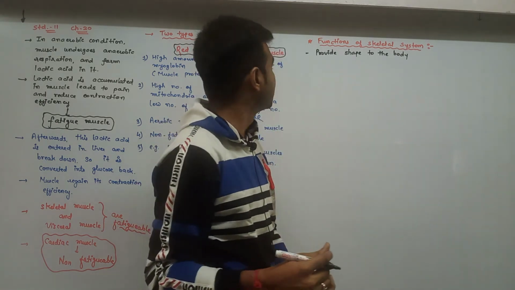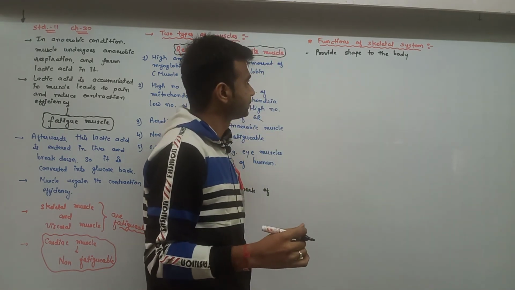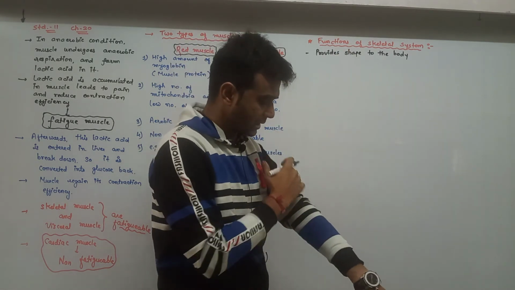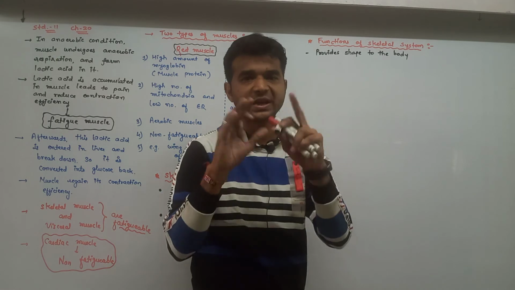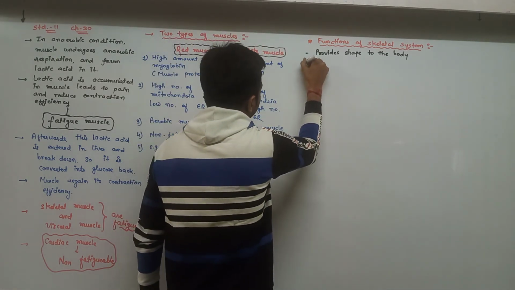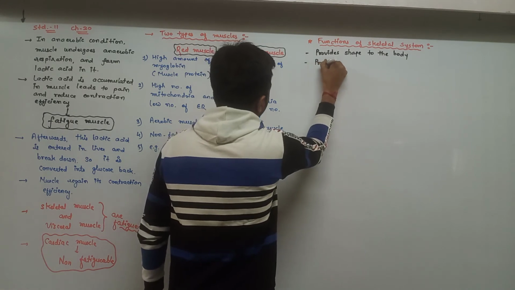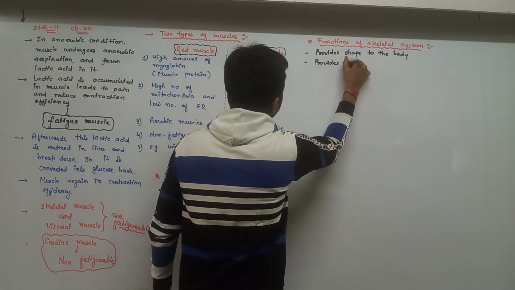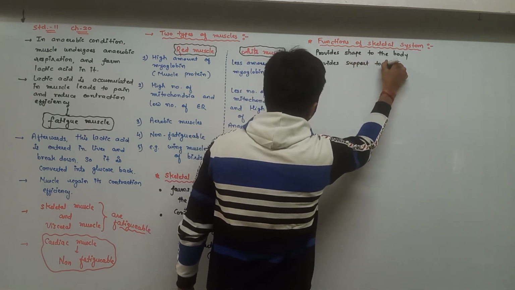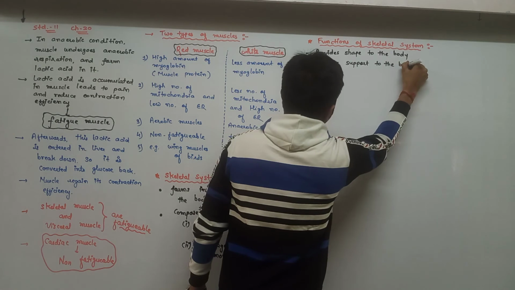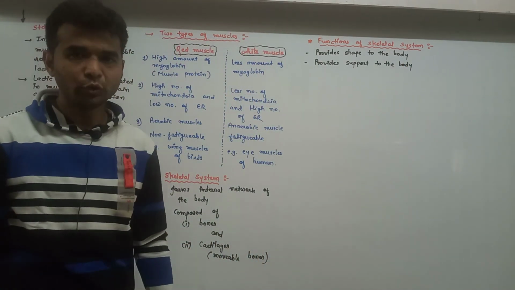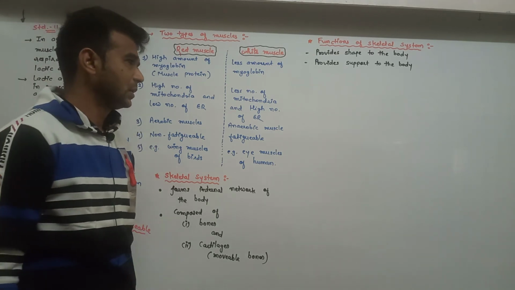It provides shape to the body. The upper limb, lower limb and face shape are due to the skeletal system. It provides support to the body.